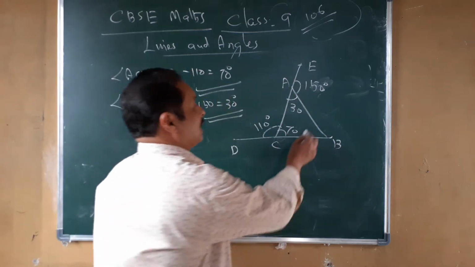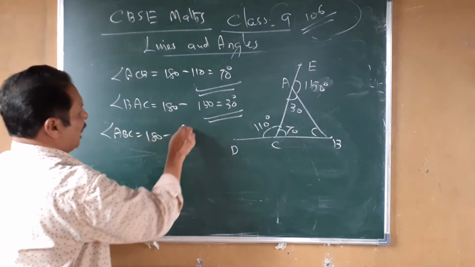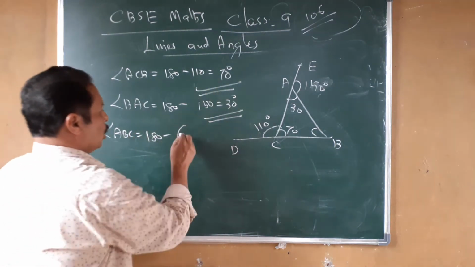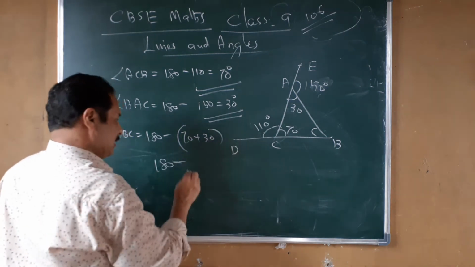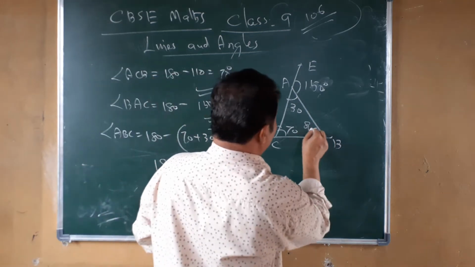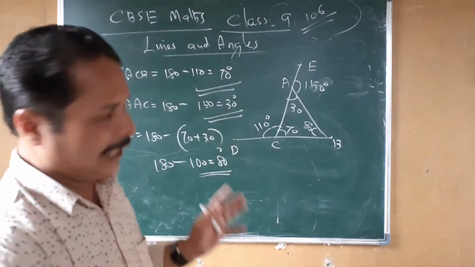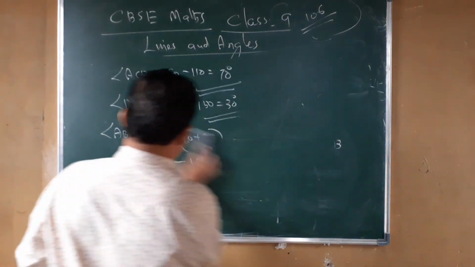And how can we find the third angle, angle ABC? The sum of angles of a triangle is 180. Two angles are 70 and 30. 70 plus 30 equals 100. So the third angle is 80 degrees. You get the idea how to find the angles of a triangle. Next.